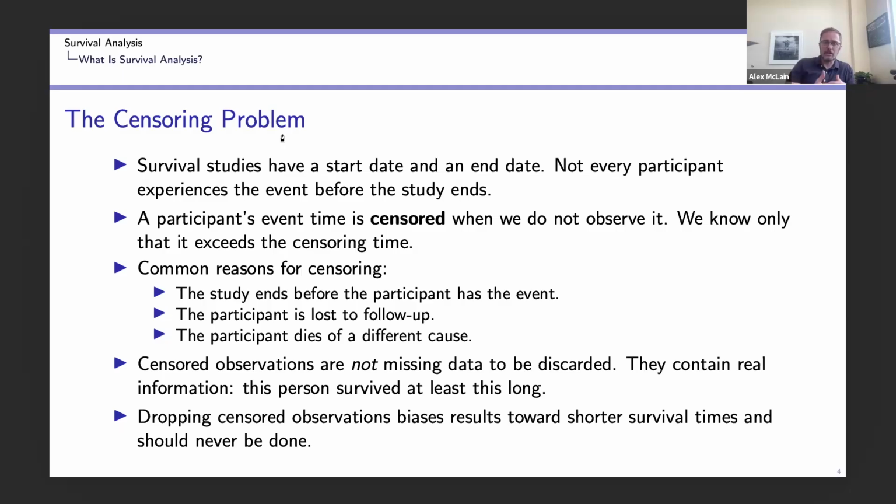The important thing is these data are not missing. We don't want to get rid of them. If we know this person survived a year, 2 years, or 100 days or 200 days, that means something. They survived 100 days. They survived 200 days. That tells us something.